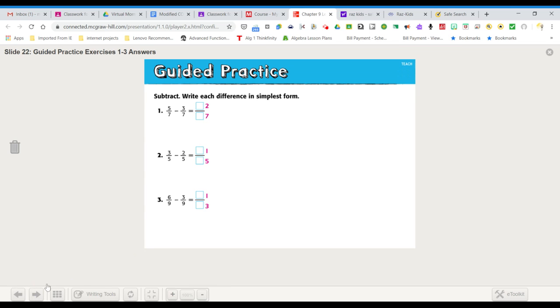So as we look at these answers, 2 and 7, their greatest common factor was 1. 1 and 5, they only have a 1 in common. When we had 3 and 9, because 6/9 minus 3/9 is 3/9, but I'm going to use this 3/9 right here. 3 goes into 3 and 3 goes into 9. So the greatest common factor was 3, and you had to divide by that. So 3 divided by 3 is 1, and 9 divided by 3 is 3. That's how they got 1/3.